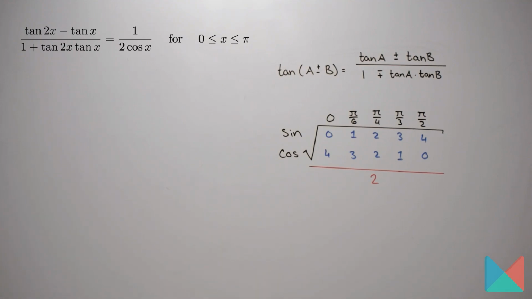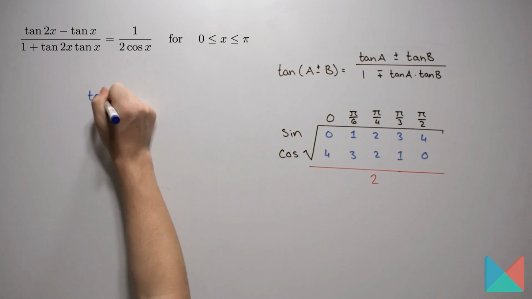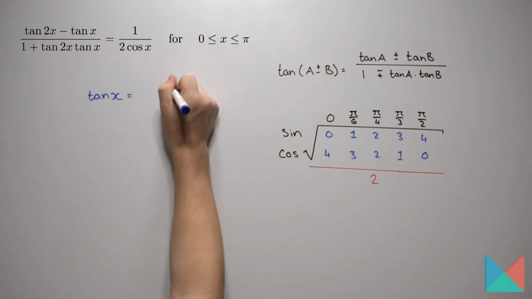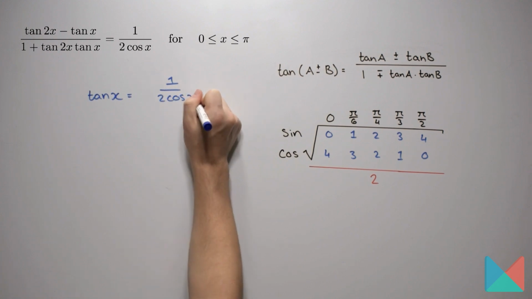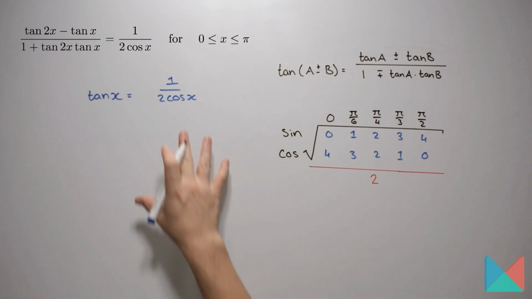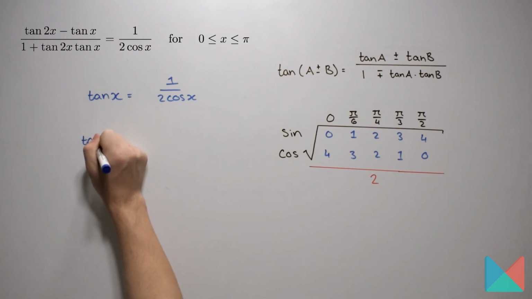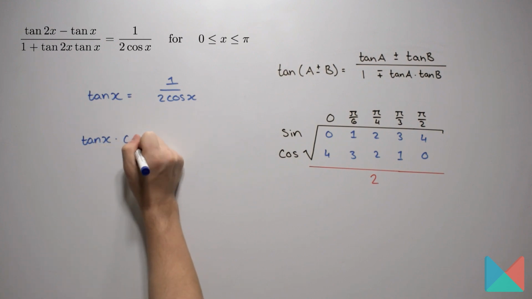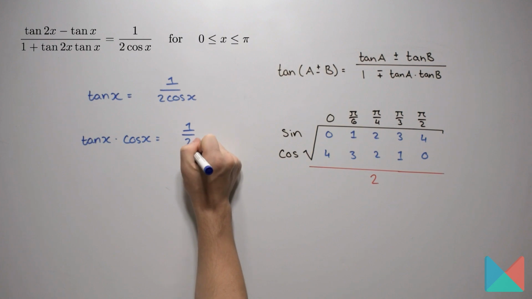So now let's rewrite our expression, and we show that the left-hand side was just equal to tan of x. So let's just write tan of x in, and this is equal to 1 divided by 2 cos of x. Now, to simplify this further, let's bring the cos to the other side of the equation, and we're going to end up with tan of x times cos of x is equal to 1 divided by 2.